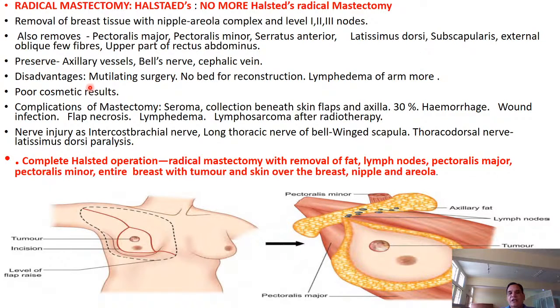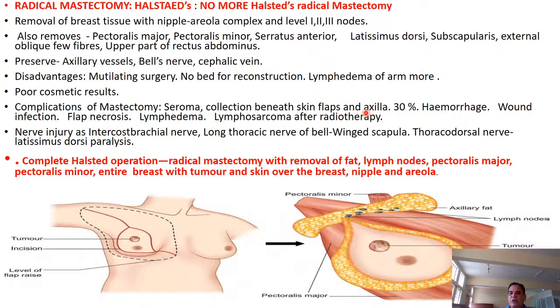Disadvantages? It is a mutilating surgery and reconstruction is not possible. In our days, we used to go for skin grafting afterwards. Primary closure is not possible. Lymphedema is very common in this case, a disadvantage. Cosmetic results are poor and complications are many.